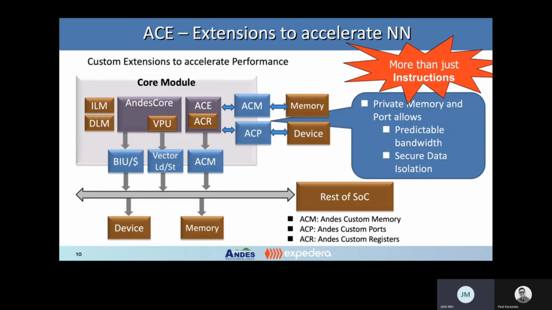So one other technology we have is ACE. It stands for Andy's Custom Extensions. And this allows me to accelerate neural networks, particularly by adding instructions, adding custom ports to move the data in and out, and adding memories for temporary storage or perhaps permanent storage of the data. So there are a lot of ways we've improved our processor to help in neural network applications, whether we compute it or whether we talk to an external accelerator like the Expedera that Paul's going to talk about now.